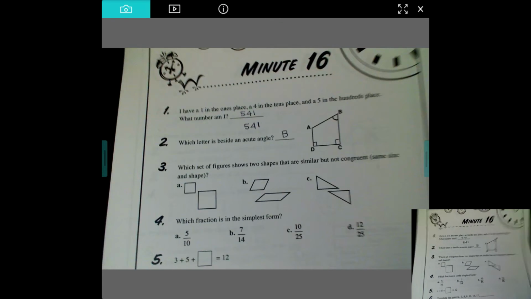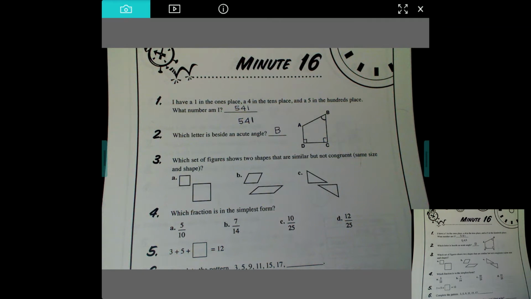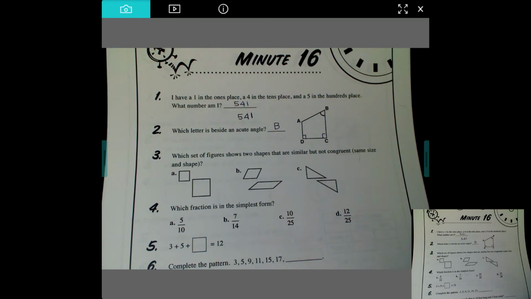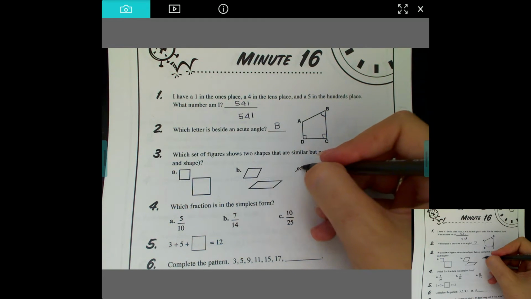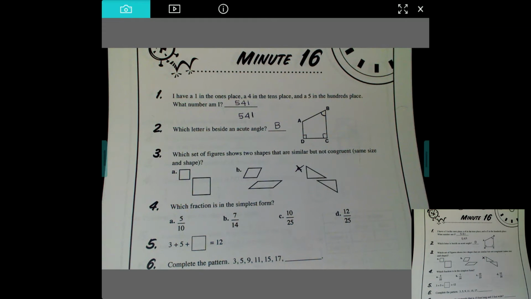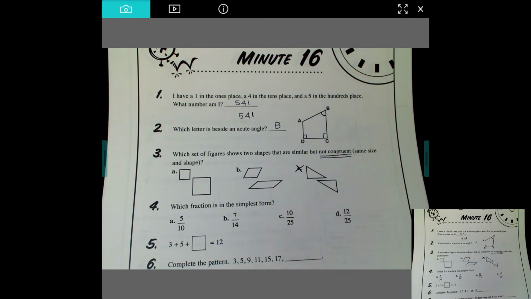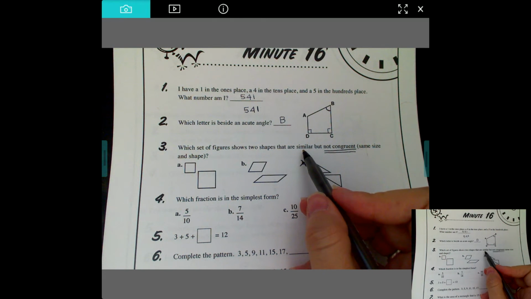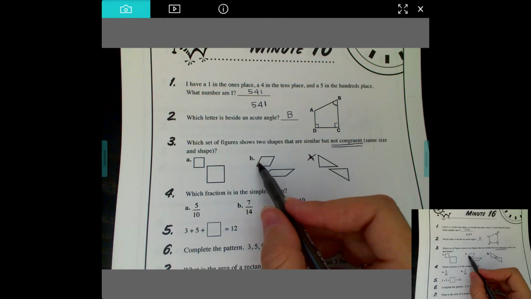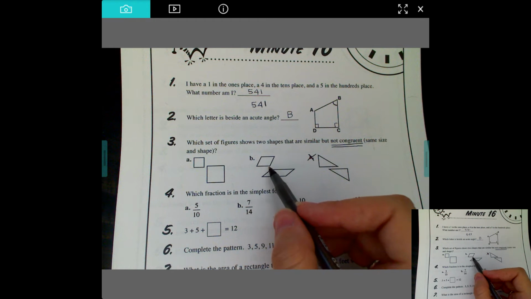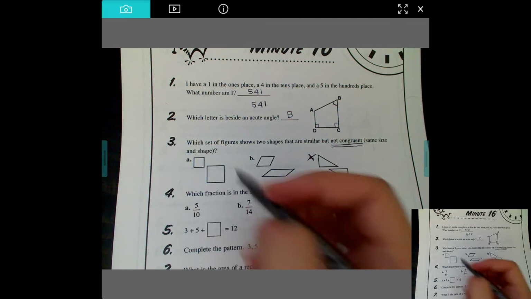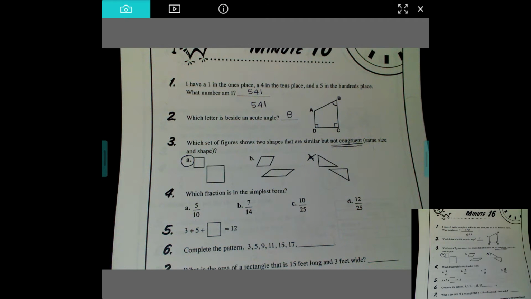Number 3, which set of figures shows two shapes that are similar but not congruent? So yesterday we talked about congruency, meaning same size, same shape. So we know that C is same size, same shape, so they are congruent. But looking at the instructions, we want something that's not congruent, but is similar. So B, they're not even really the same shape. Again, they are both parallelograms, but they're not really even the same shape. But in this case, they're the same shape, they're just not the same size. So we're going to see that A is similar, but not congruent.